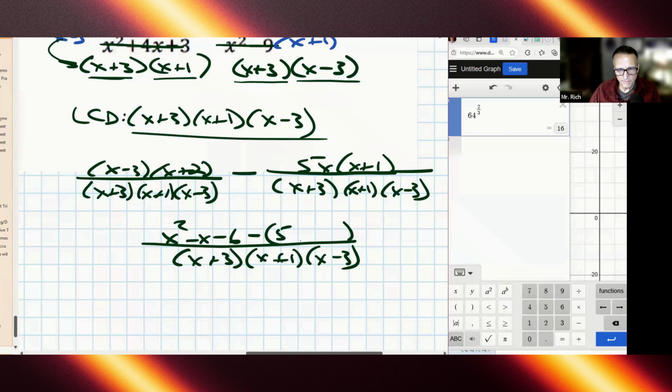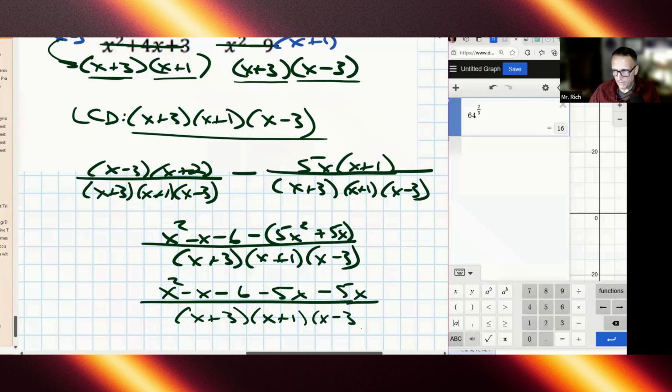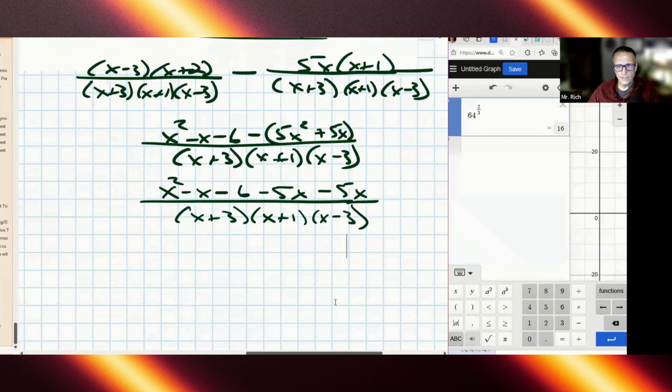This will be minus 5x squared plus 5x. I'm just going step by step. x squared minus x minus 6 minus 5x squared minus 5x. My denominator, there it is. Combining like terms on the top. Oh, this is a 5x squared. So this will be a negative 4x squared minus 6x minus 6.